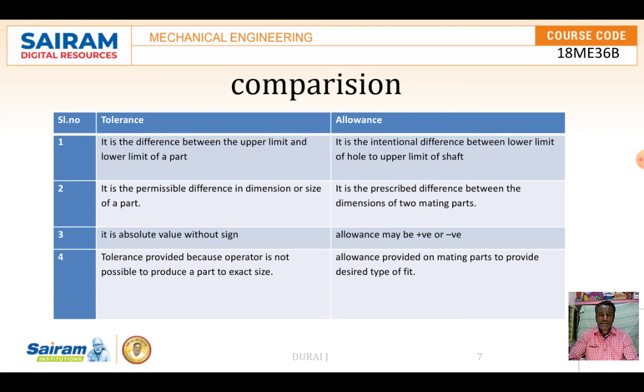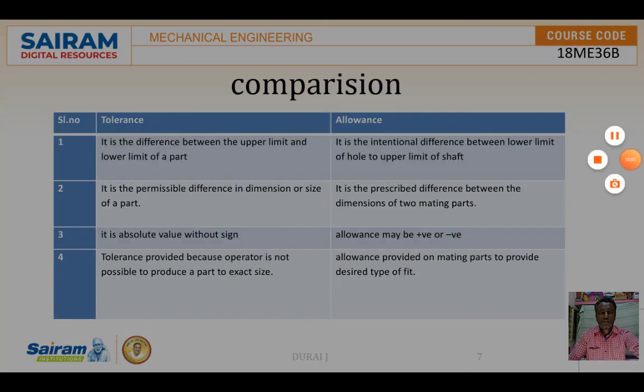Suppose some of the devices are rotating devices, so in those cases some tight fit is required. For that they provide the allowance. So these are all the things compared regarding the difference between allowance and tolerance. With that this will be over. Thank you.